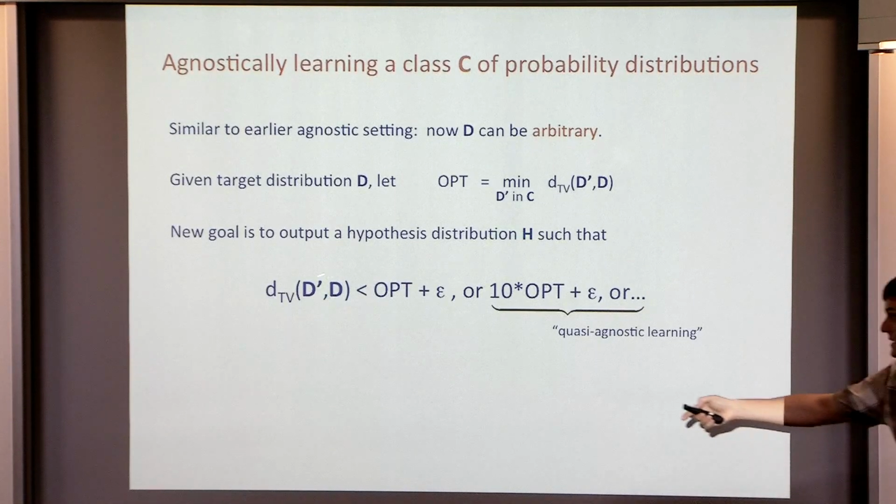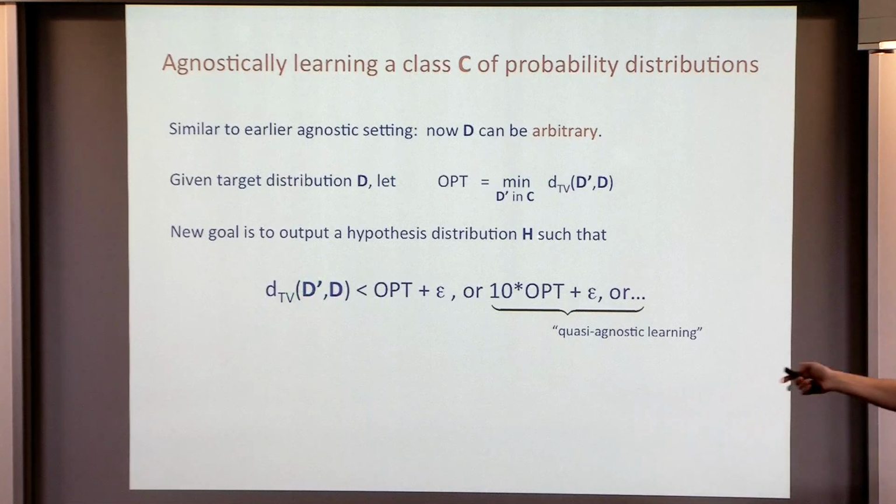Sorry, this should be an H instead of a D prime. We want a hypothesis distribution whose error is at most opt plus epsilon, or maybe 5 opt plus epsilon, and so on and so forth. So the same kind of notion of doing as well as the best distribution in our class.